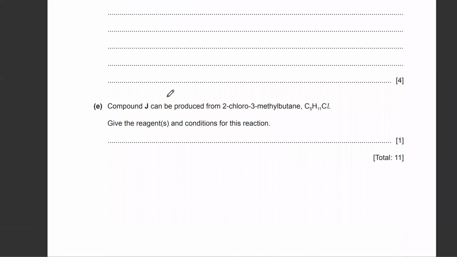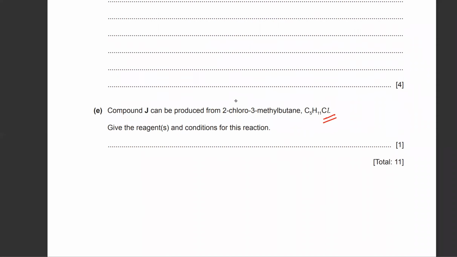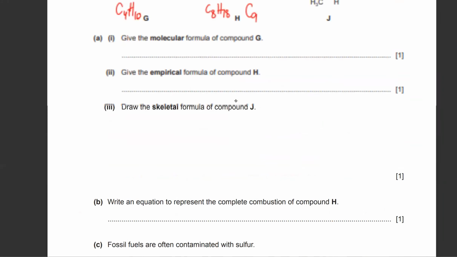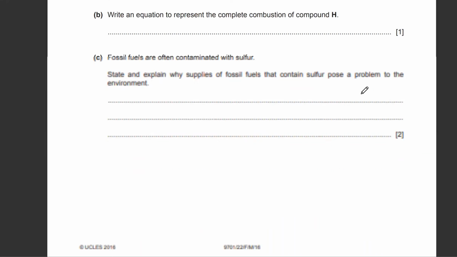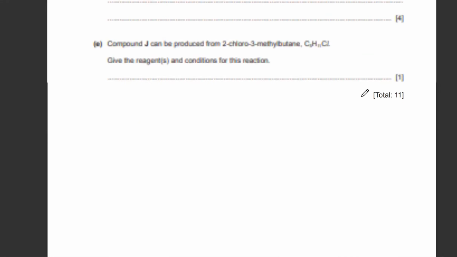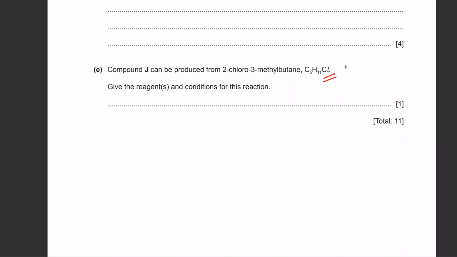Anyways, they say compound J can be produced from 2-chloro-3-methyl butane. So they are saying the Cl has to be displaced with OH. If you go back, your H had what? It had, in place of Cl, there must be an OH. So what do you do? Displace Cl with OH.